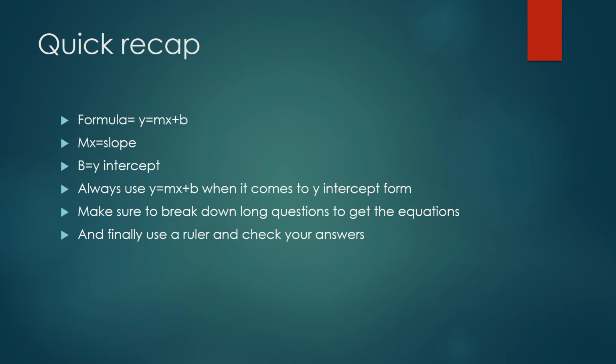And for one of our last slides, let's go through a quick recap. Remember that our formula is always going to equal y equals mx plus b. Remember that mx is always going to equal the slope and b will always equal the y-intercept. Make sure to always use y equals mx plus b when it comes to slope-intercept form questions. Make sure you break down long questions to get the equations, and finally, but most importantly, use a ruler and make sure to check your answers.